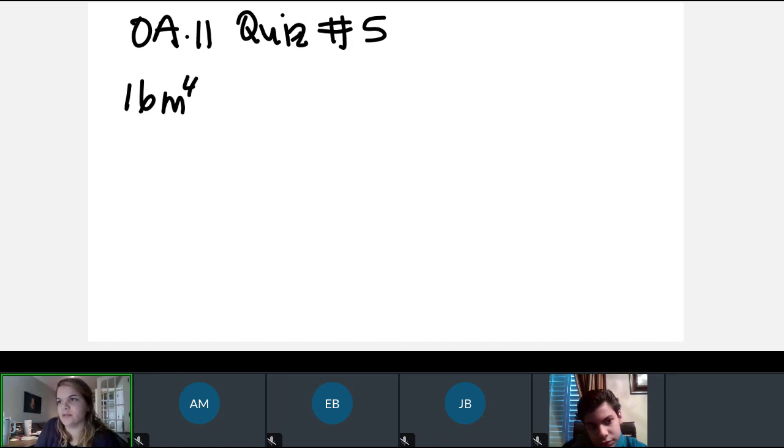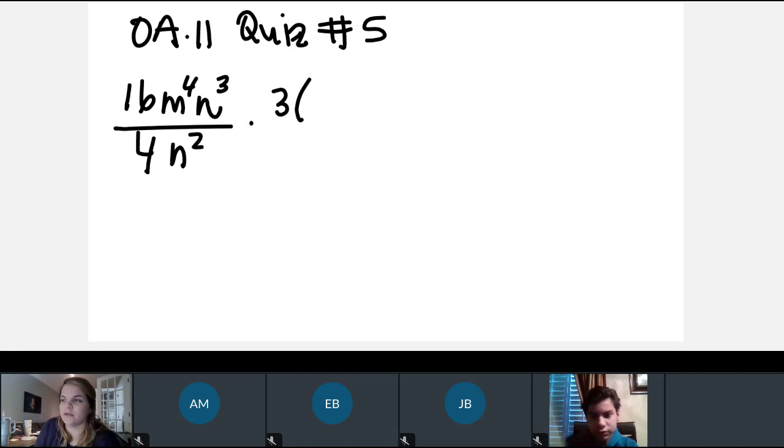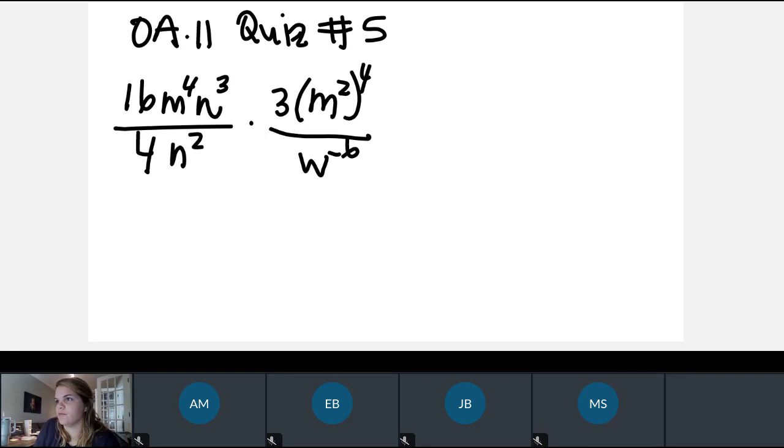So let's do 16 m to the 4th, all to the 3rd, divided by 4 n squared, times, let's do 3 times m squared to the 4th, divided by, let's do n to the negative 6. Oh wait, no w, because we don't use w.